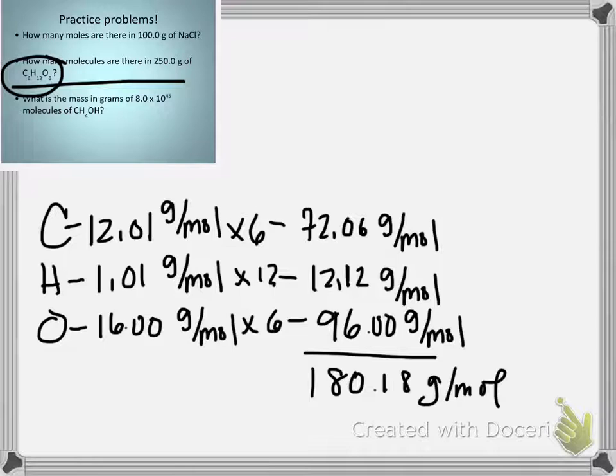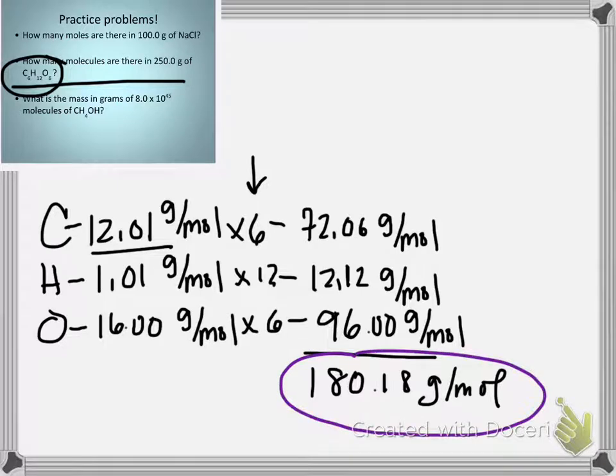Okay, I've gone ahead and figured out the formula mass of glucose. I multiplied the molar mass of each individual element by the number of atoms of that element, and then I added all of those together. So I get a total of 180.18 grams per mole of glucose. Now, let's get to the problem at hand.